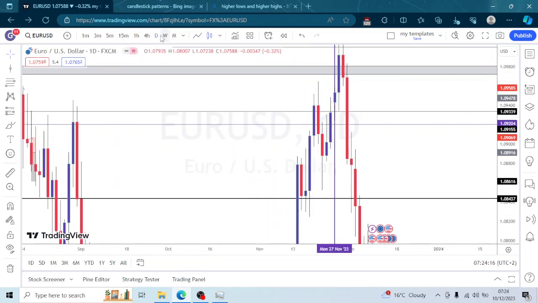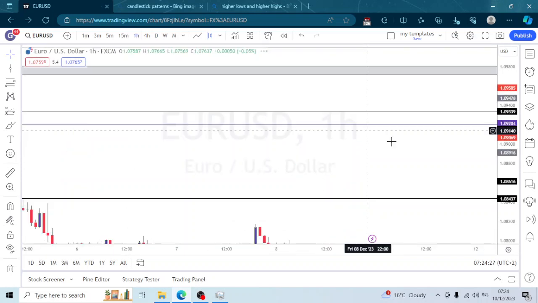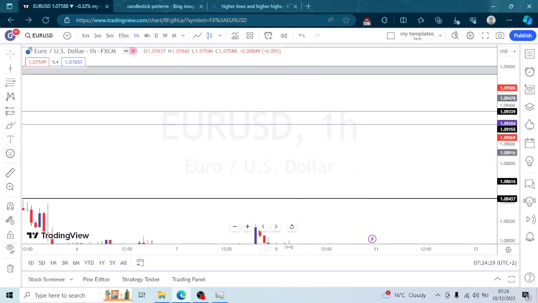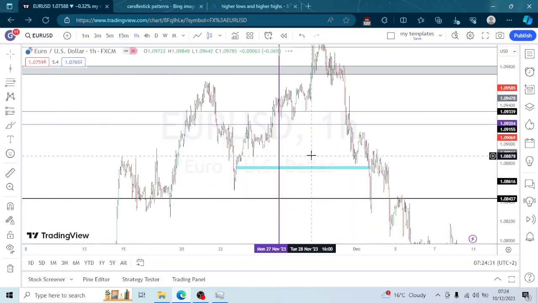Right? So let's see. We have the daily candle on the previous day. So we are going to the 27th of November. Which time frame should we go to? Should we go to the 4 hour? Let's just skip to the 1 hour. But I would prefer to go to the 15-minute time frame immediately.